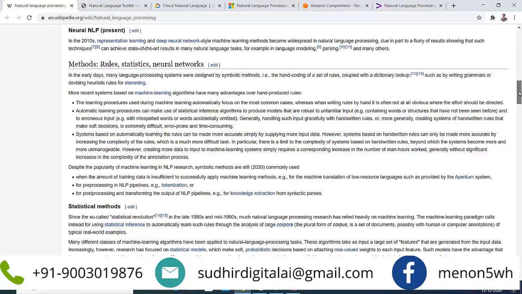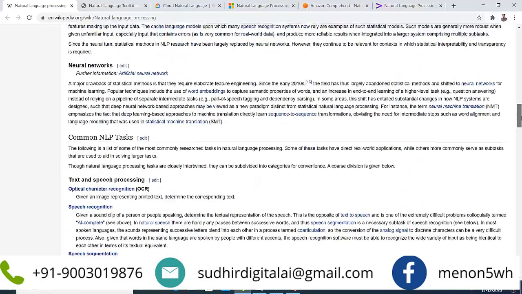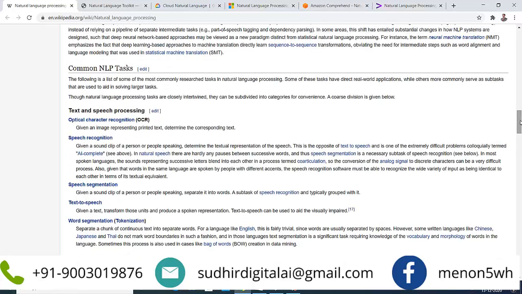So what are the various methods? You have statistical methods, you have neural networks, and there are a lot of common NLP tasks. For example, text and speech processing. Like optical character recognition: given an image representing printed text, determine the corresponding text. That can be done with OCR. You may have seen this today while creating an account or something like that. It can ask you a lot of interesting questions and automatically convert it, right?